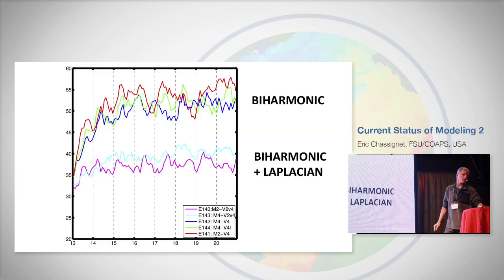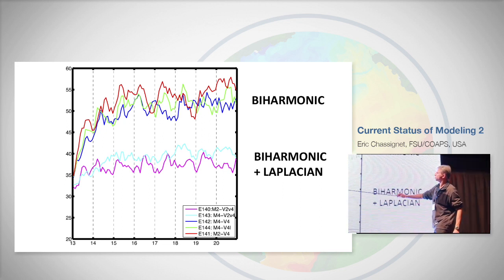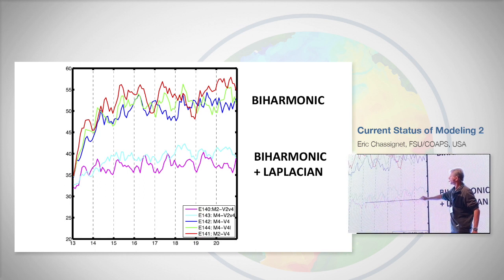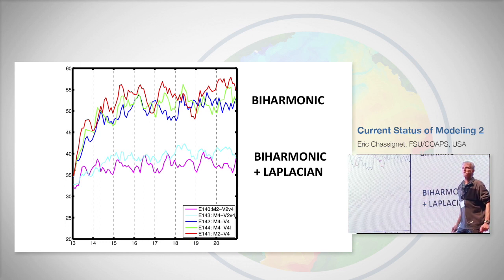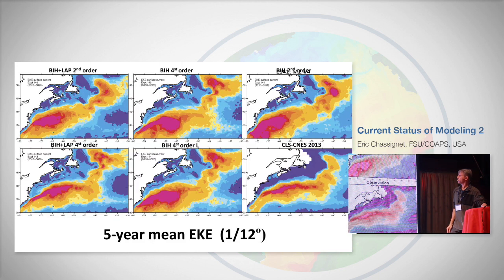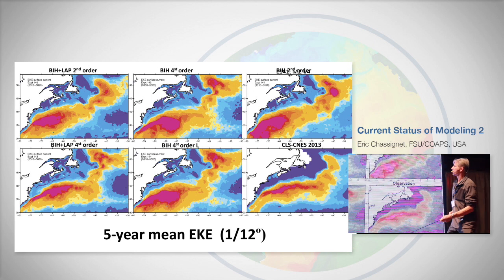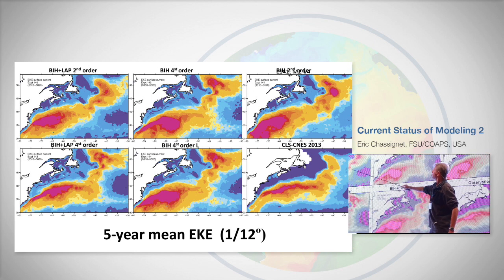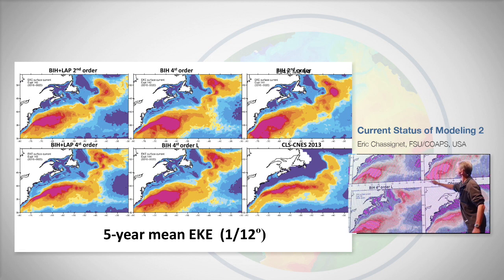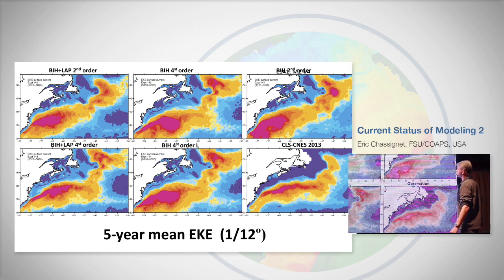So the level of energy in the system, as you go from second order to fourth order, this is Laplacian with the second and fourth order, and you just go to biharmonic, you start to reach a level that we had at 1/50th degree beforehand. If you look at the eddy kinetic energy, this is what we had before, 1/12th degree biharmonic plus Laplacian. When you go to biharmonic, you start to have a lot of eddy kinetic energy everywhere over the domain.